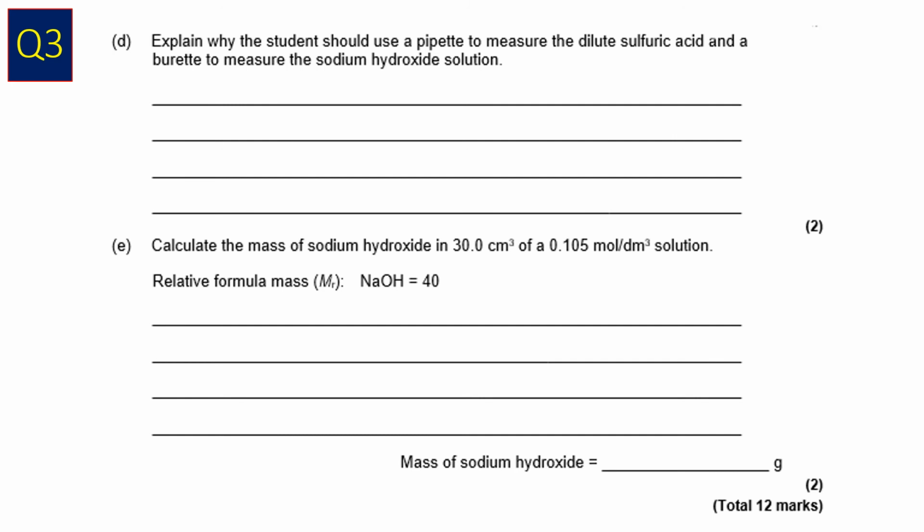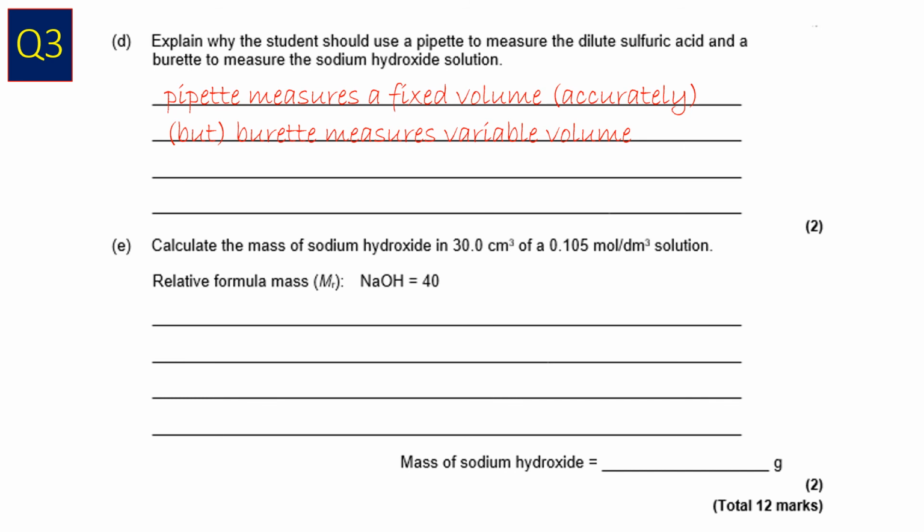Right, question 3 is not finished. We've got part D now. Explain why a student used a pipette to measure dilute sulfuric acid and a burette to measure the sodium hydroxide solution. So pipettes measure fixed volumes accurately. So they only measure, if you remember from using the glassware in class, 1 volume, and you've got to get your fluid in the bottom of the meniscus on that line exactly. Burettes measure variable volumes. We have that control with the tap there.